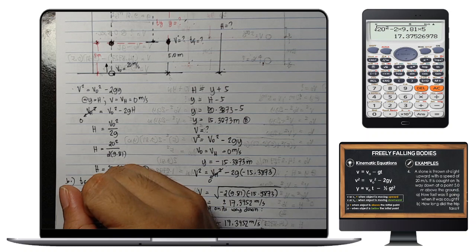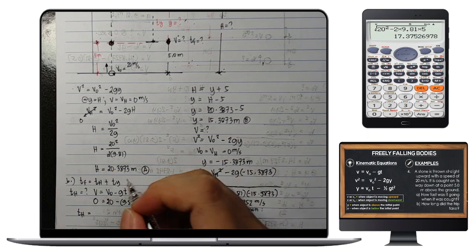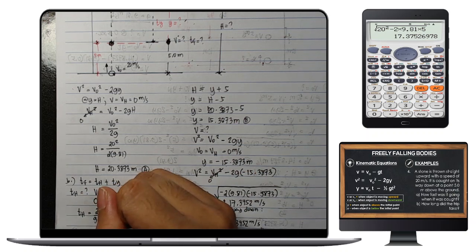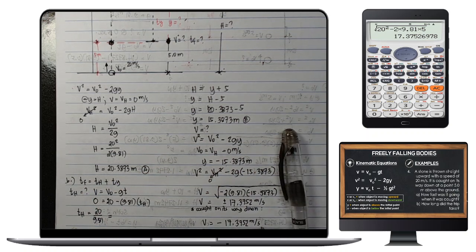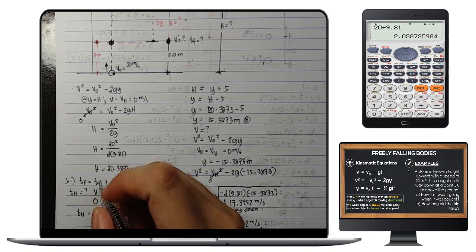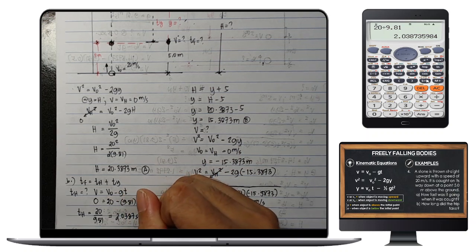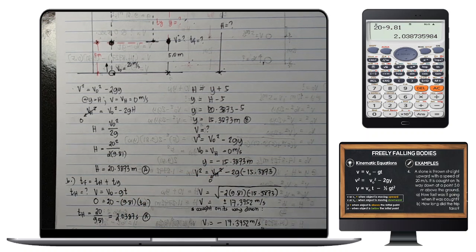So with that, makukuha natin si t sub h, that is equal to 20 divided by 9.81. So yung t sub h natin is 20 divided by 9.81 equals 2.0387 seconds. So ilagay natin kanyari sa x. So that is the time to reach the maximum height. So store lang natin to sa x.